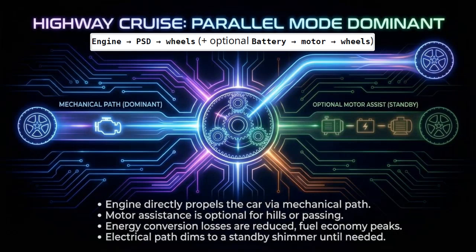The optional path is provided for the electric motors so that they may add extra torque for acceleration. We use them under high load or highway cruising where mechanical connection is most efficient.